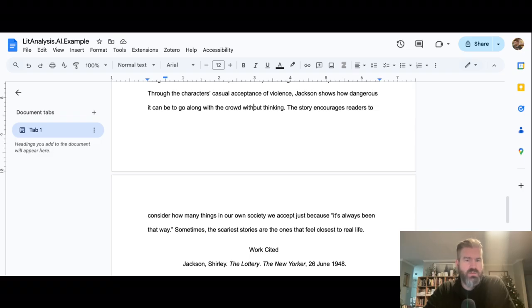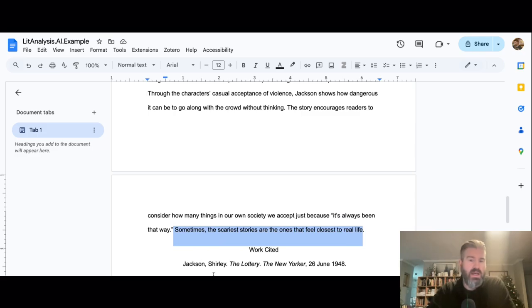The story encourages readers to consider how many things in our society we just accept because, quote, it's always been that way. Sometimes the scariest stories are the ones that feel closest to real life. Again, I don't know why this story feels close to real life for this student. Again, it's created by AI. So we're lacking some specifics here.